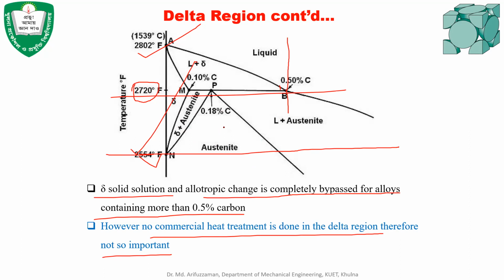So during heat treatment, you will not get this delta structure at room temperature. The main purpose of sudden or fast cooling of any alloy is to retain a certain structure. But if you want to retain the delta structure, it is not possible, because whatever cooling rate you apply, it eventually converts into austenite. So no heat treatment is done at that temperature. It is just a waste of energy and time. That is why this region is not so significant.